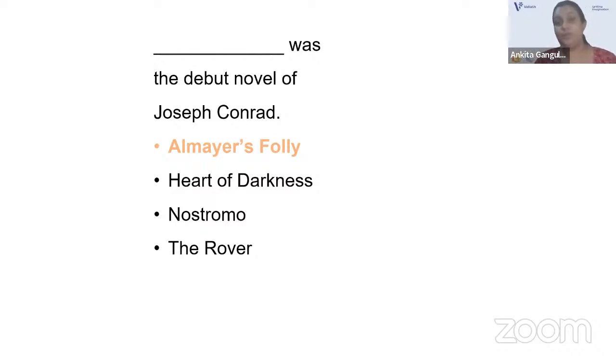So Almayer's Folly was the debut novel of the writer Joseph Conrad. And here by the term folly, we mean the unfinished house that Kaspar Almayer built. That house is referred to as his folly. Here we have the other important works of Conrad, like Heart of Darkness, his most important work, Nostromo, and The Rover. He was an Edwardian writer, writing during the Edwardian period. Do look up all of his works and the famous characters he has created.